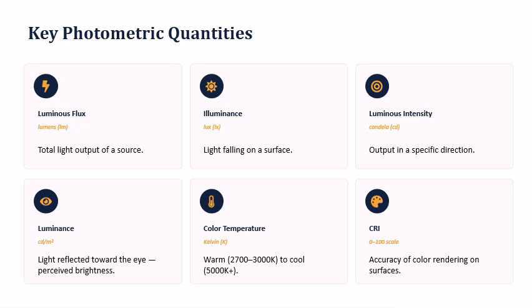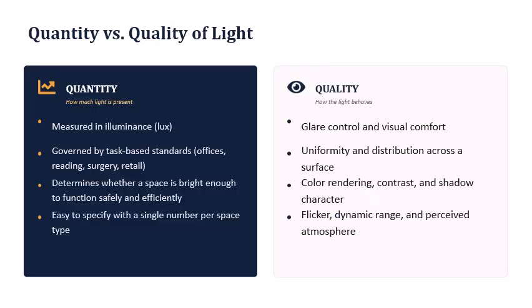Then luminance, measured in candela per square meter, is light reflected towards the eye, the perceived brightness. Then color temperature is measured in kelvins: warm is from 2700 to 3000 Kelvin, and cold is 5000 Kelvin and above. Then CRI is measured on a 0 to 100 scale, the accuracy of color rendering on a surface.